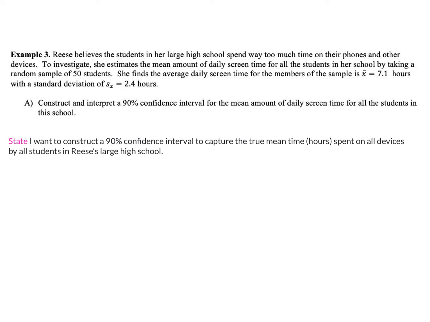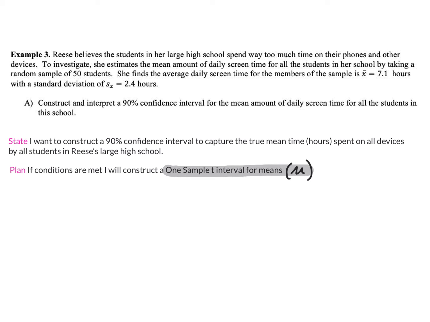Now as we go on to plan, let me refresh you of our conditions for means that we talked about when we looked at sampling distributions for means. So if conditions are met, I will construct a one sample t interval for means. I often write it for mu, so it's really clear that I'm capturing my population parameter. So let's check these conditions.